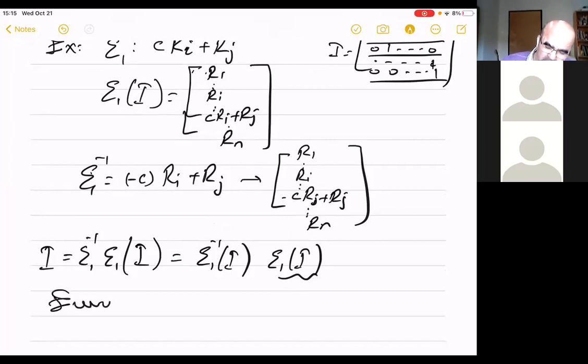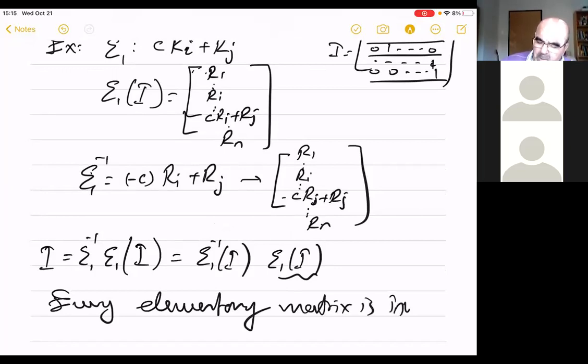Every elementary matrix is invertible. Okay, every elementary matrix is invertible.